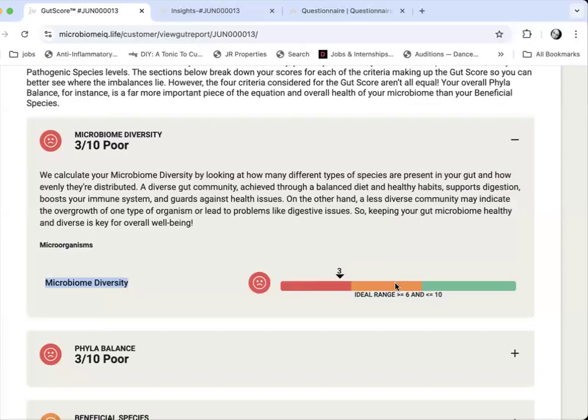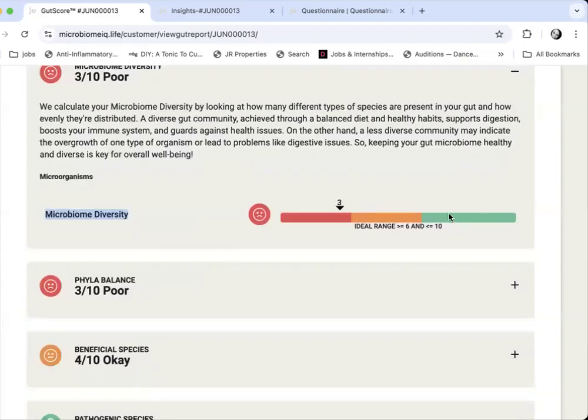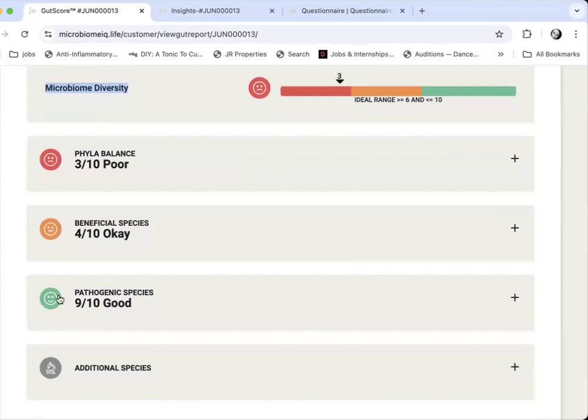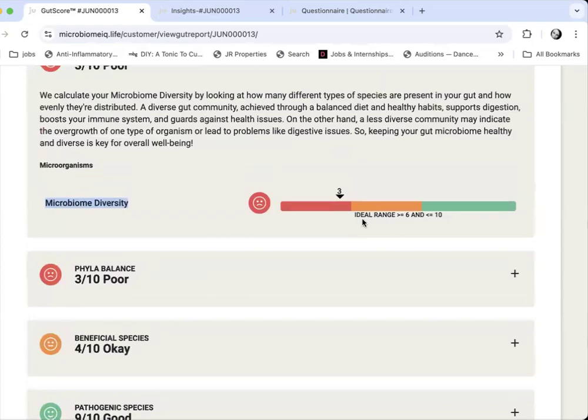Then we have the orange range, which, as I mentioned, is okay. The emoji for that is kind of what we see here with this one. It's not smiling and it's not frowning. It's okay. Then we have the green section here, which is you're doing really good. For that, you'll see this green smiley face emoji. We have our ranges written in text underneath the bar, so you'll be able to see not only where the customer's sample stands, but also what the ideal range is. When we say ideal, we're talking about the green section only.